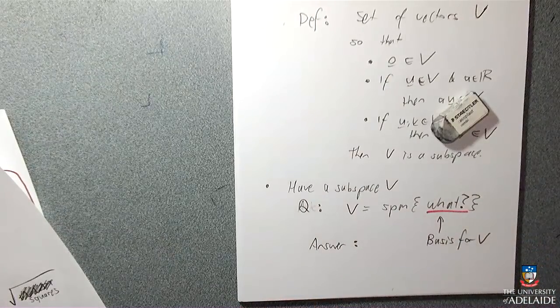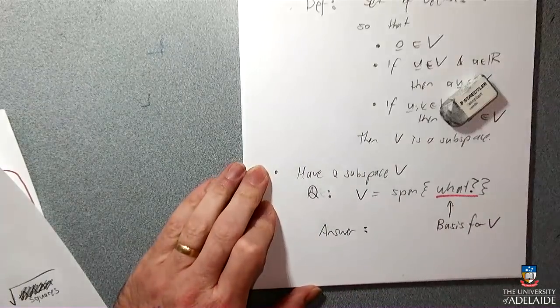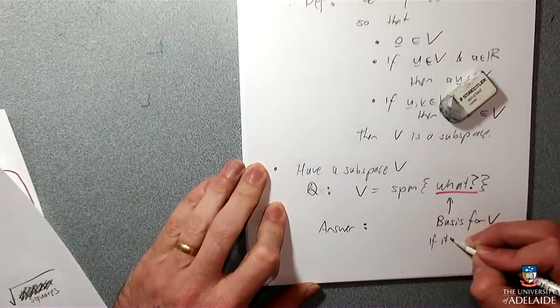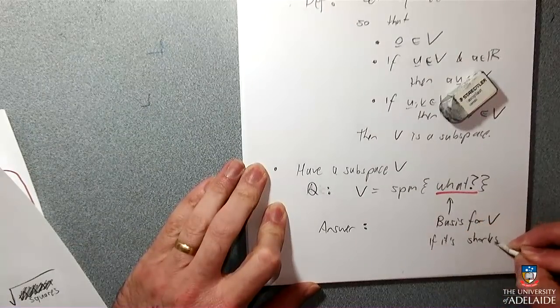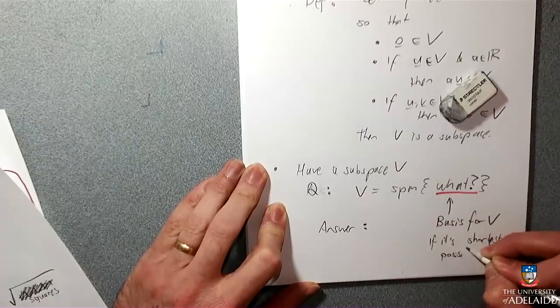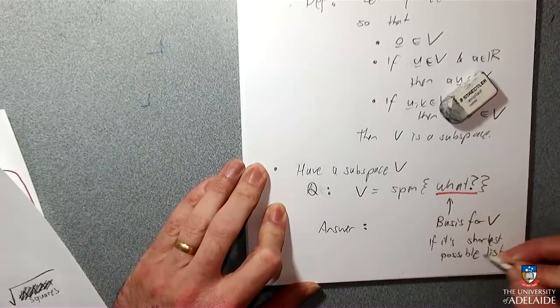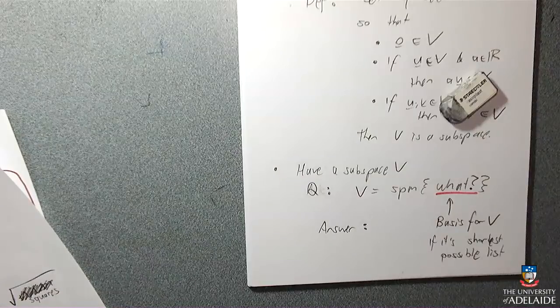Now, that's not quite good enough, because just like with my plane on the table here, I don't actually need all three of those arrows to make the plane. I only need two of them. So a basis is the smallest list of things that you can put in that spot and produce the subspace, the shortest possible list. Now that's not the definition, that's just the idea.